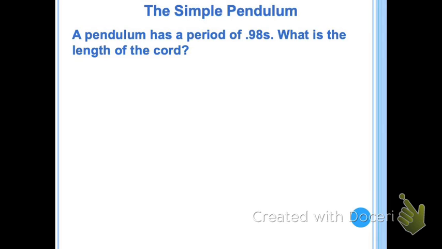Okay, all we're doing now is looking for the length of the cord. So now this time we're given the period and we're solving for the length, which means we're looking for a variable that's inside the radical. That's going to mean a little bit different algebra here that we are going to have to look at.